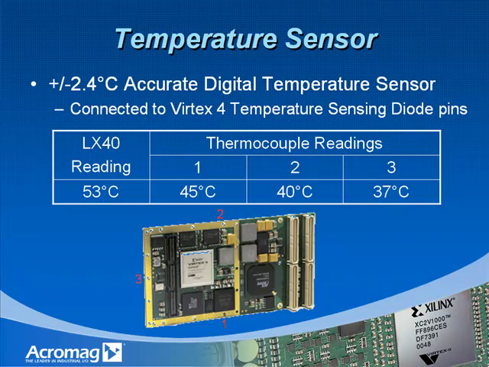The temperature sensor built into the Virtex-4 is located roughly in the middle of the device, and its temperature reading was given here at 53 degrees C. Thermocouple readings were also taken at 3 other points on the board. Point 1 was near the CPLD, which is the next hottest point at 45 degrees C, and near the double data rate SDRAM, thermocouple reading number 2 was measured at 40 degrees C. The coolest spot on the board was near the front I/O mezzanine connector at 37 degrees C.